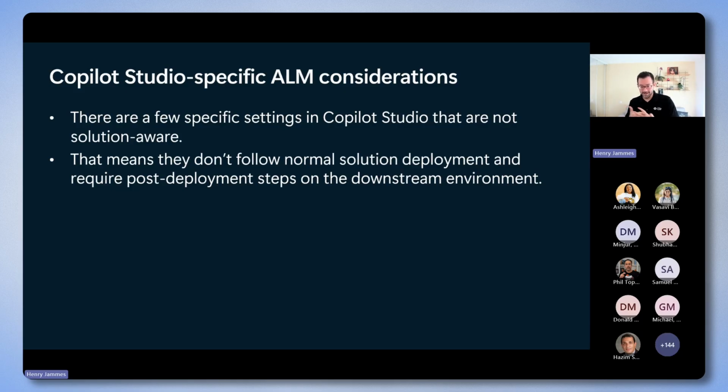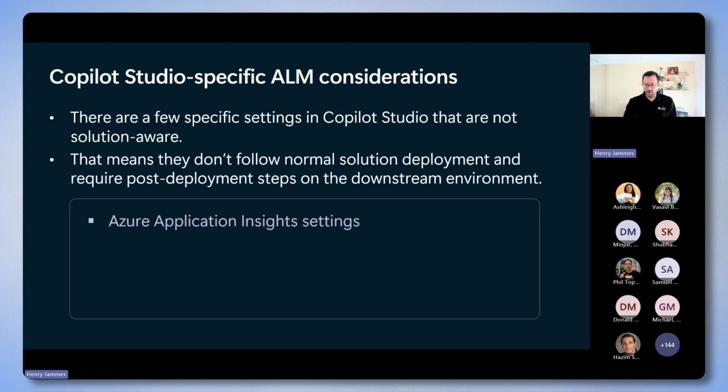What that means is that after you have deployed an agent to test or to prod, there are a few extra things you need to do to make sure that the agent works as expected, for a few of the configuration settings I will highlight now. The first one is Azure Application Insights. If you want your agent to send telemetry to Azure App Insights, that's something you need to do on each of your agents individually in every environment.